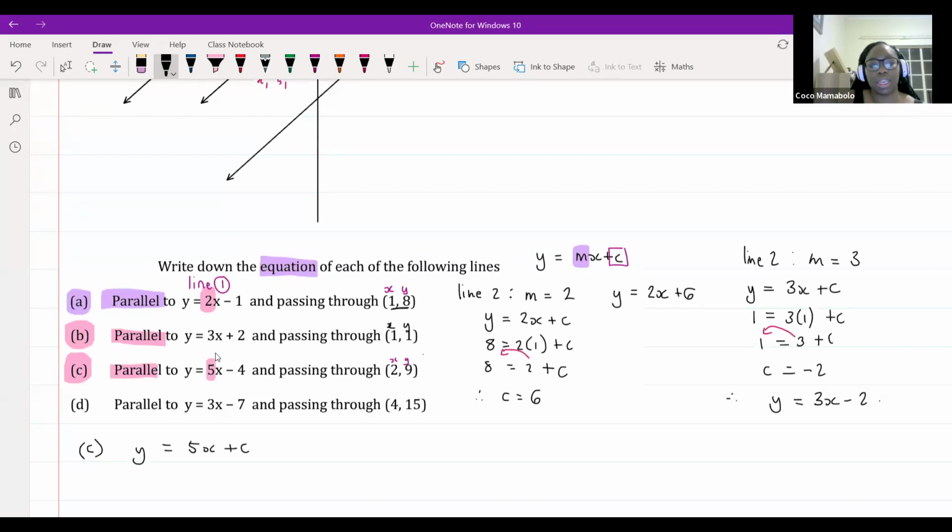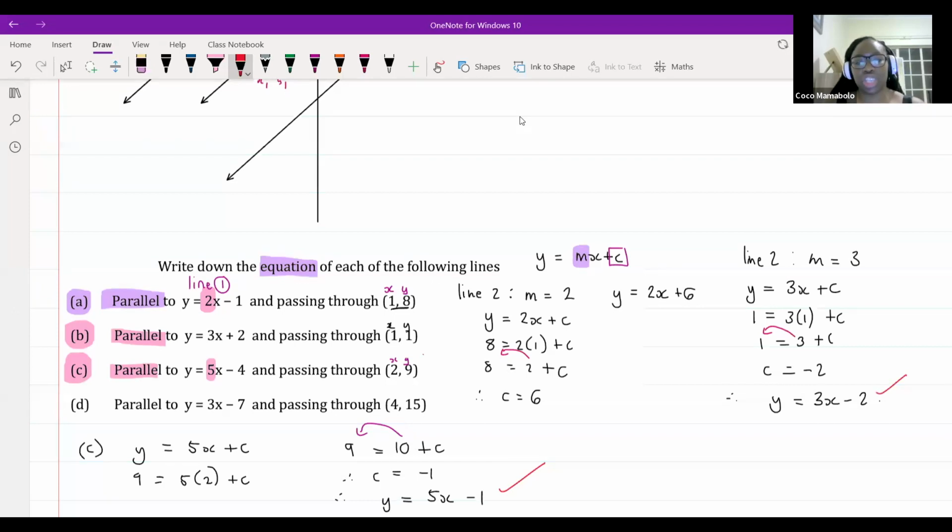And then I'm going to take 9 is equal to 5 times 2 plus c. That gives me that 9 is equal to 5 times 2, which is 10, plus c. Move 10 over and it becomes negative 10. Therefore, c will equal 9 minus 10, which is minus 1. Therefore, y should be equal to 5x minus 1. All right. And that's how easy it is to get the answer that we're looking for. All right.